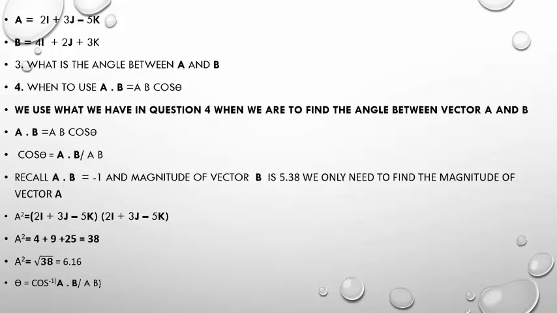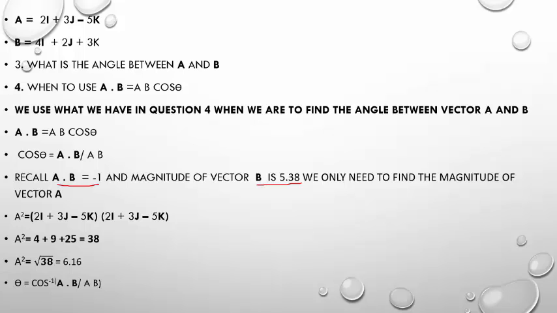In the last solution that we have, we know that A dot B is equal to 1. And the magnitude of vector B itself in the last solution we did is 5.38. The only thing we need to find now is the magnitude of A, and then we put it into our equation to get our answer. And to find the magnitude of A, A squared is equal to 2i plus 3j minus 5k into 2i plus 3j minus 5k.